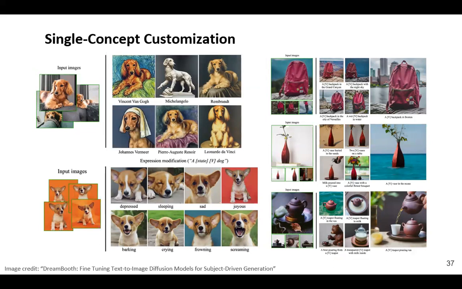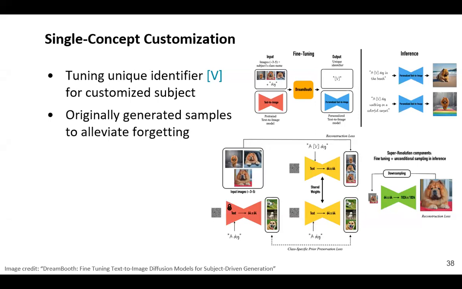This line of work starts with customizing one single concept based on several images, with the pioneer works being Textual Inversion, DreamBooth, and other related works. The key idea is to add an additional unique identifier V token into the input vocabulary that the model is fine-tuned to understand. This V token basically means our own specific pet dog instead of any general dogs.